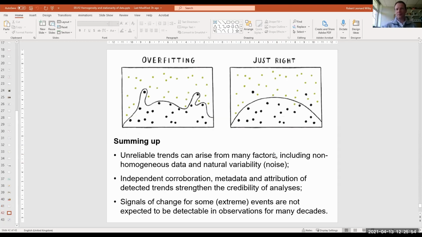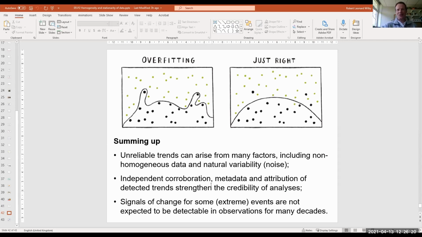Okay, then, just to sum up and to finish, I hope that I've shown this morning that trends can arise from a range of factors. It can be simply that the data are poor, they're not homogeneous, or it can be just natural variability that creates a short-lived apparent trend.